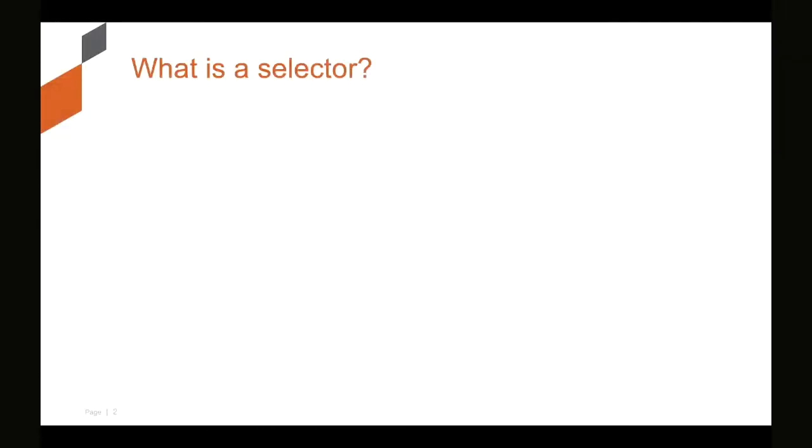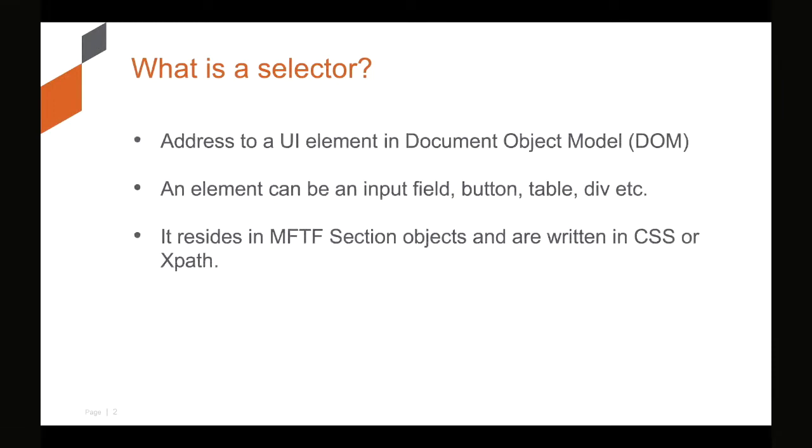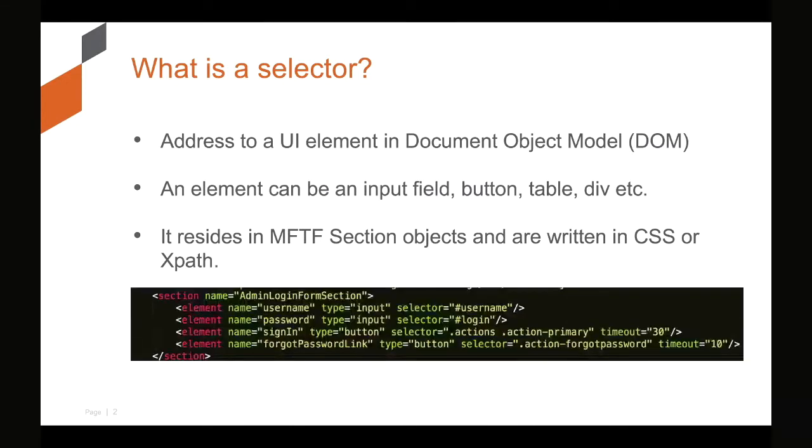So what is a selector? It's an address to a UI element on the DOM. It's a unique identifier to an element. This element could be anything. It could be an input field, a button, table, div, etc. So where does it reside? If you look at this example here, you have an admin login form section, and you have all elements defined inside of it. You see a selector attribute, and that's where we specify the unique identifier for elements. This selector could either be CSS or XPath.